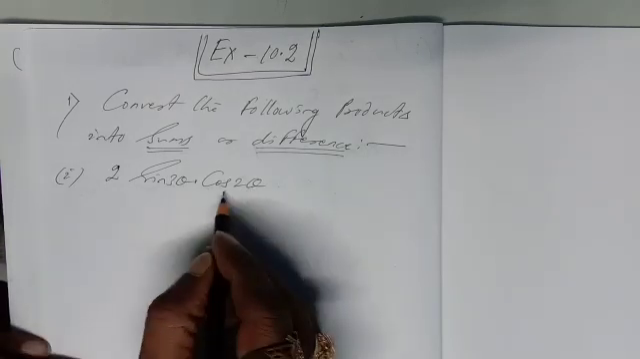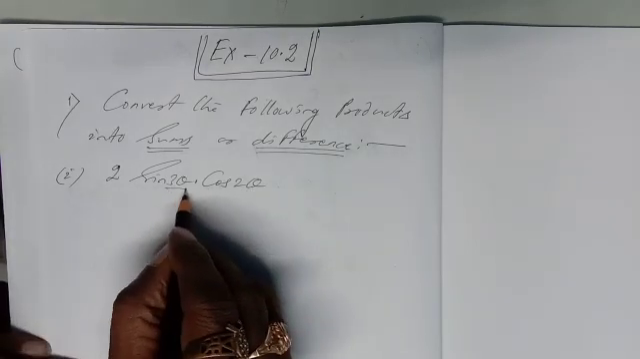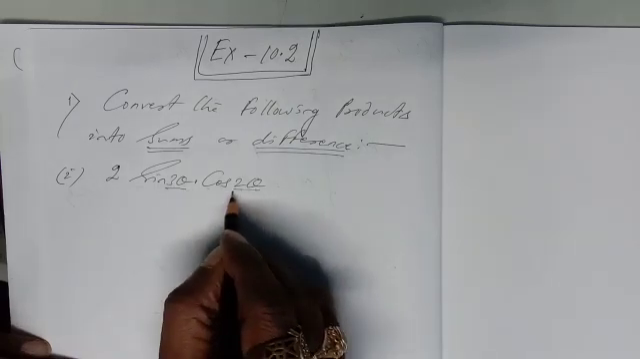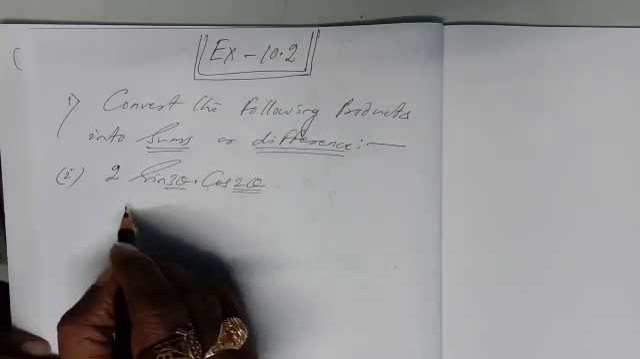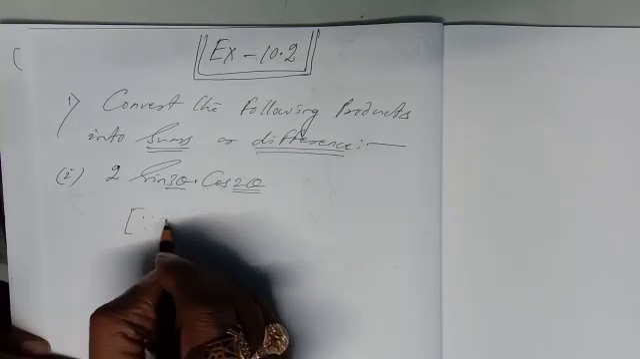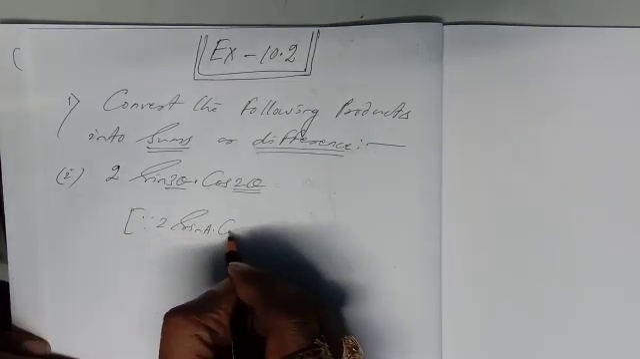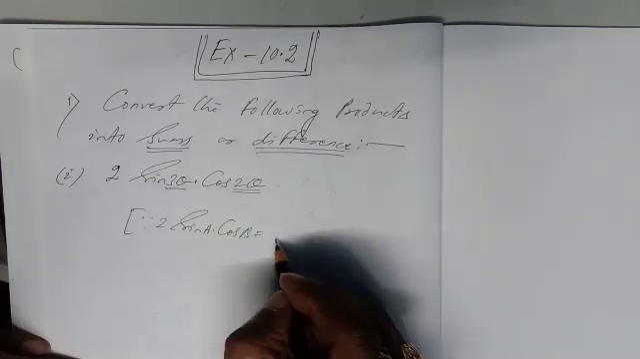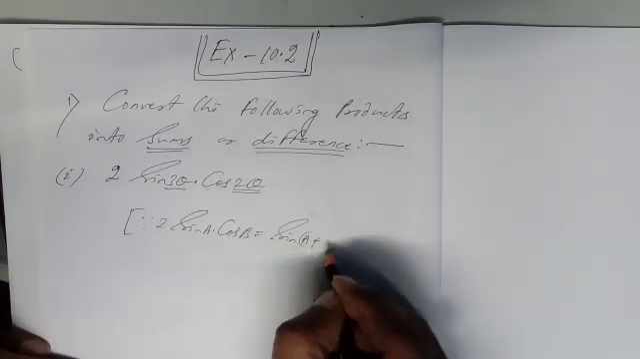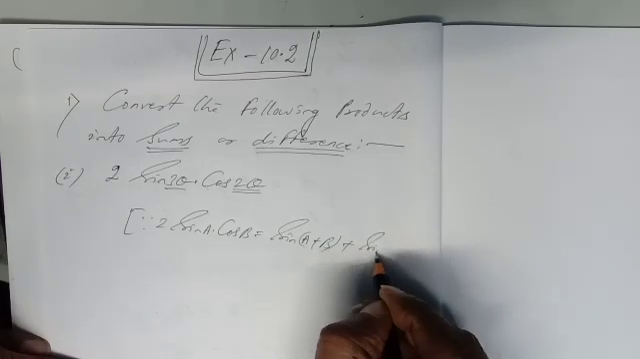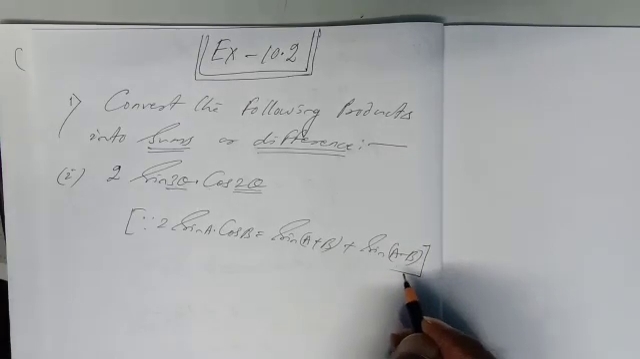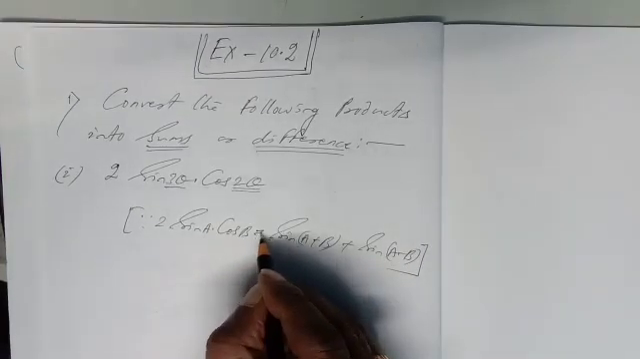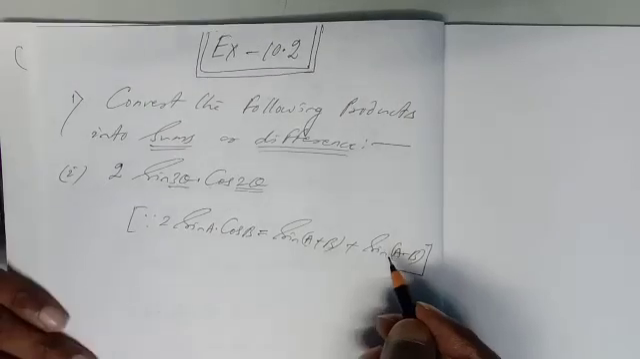Means you have to apply here the formula 2 sin A cos B. You have to write the formula first of all. Since 2 sin A cos B, the formula is sin A plus B plus sin A minus B. You have to memorize the formula here, so it will be easier to solve this problem. 2 sin A cos B formula is sin A plus B plus sin A minus B.